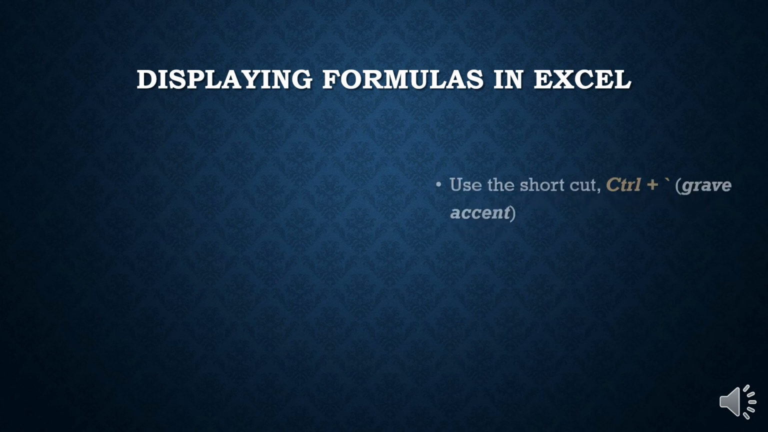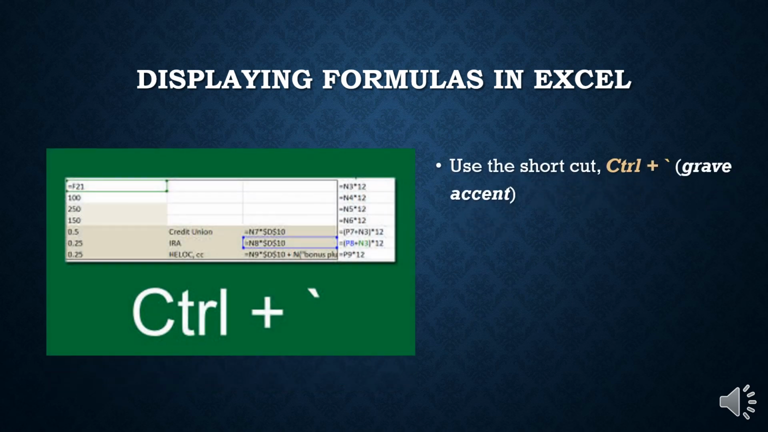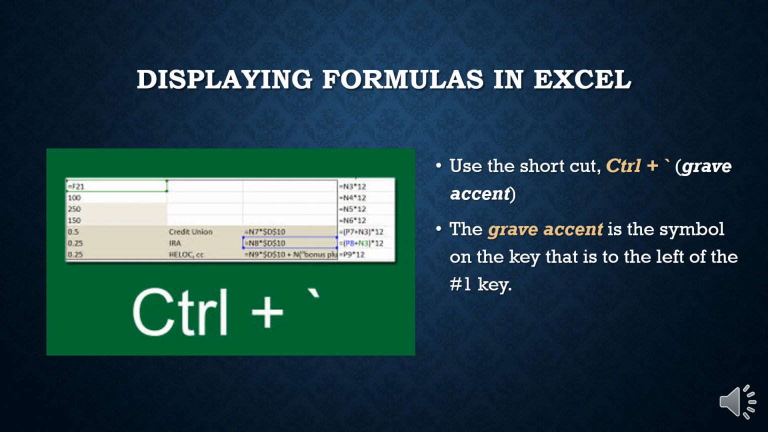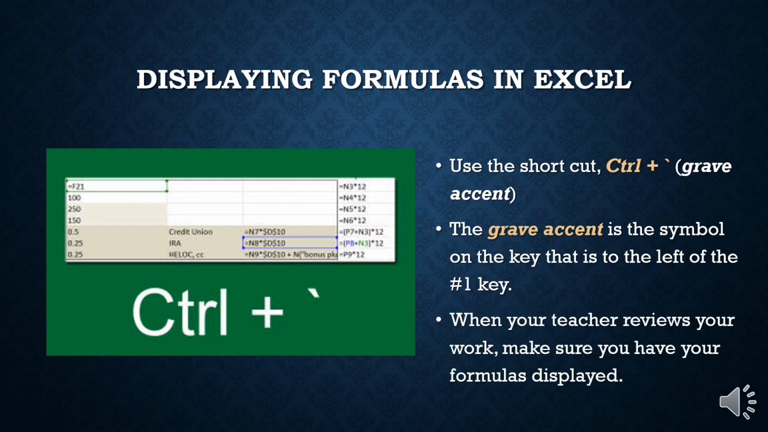Displaying formulas in Excel. To turn on our formulas, you will use the shortcut Control plus Grave Accent. The grave accent is the symbol on the key that is to the left of the number 1 key on your top row. When your teacher reviews your work, make sure you have your formulas displayed.